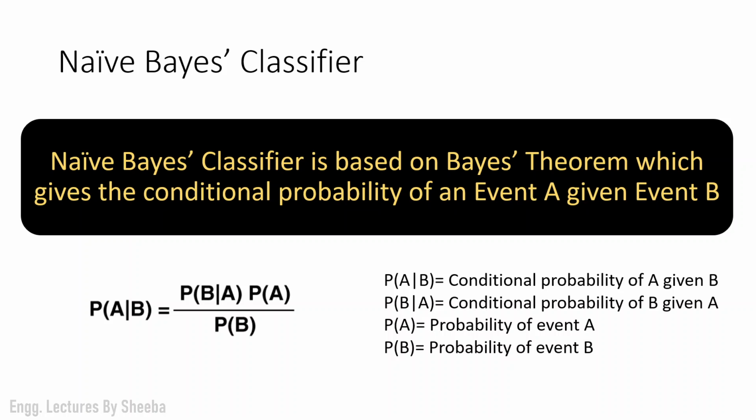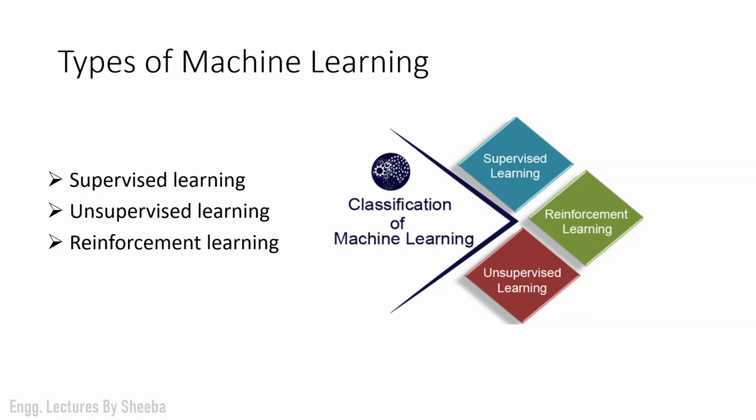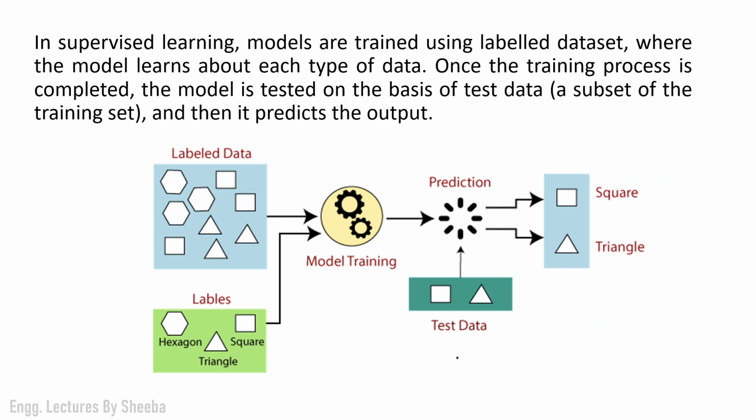Before going on to the naive-Bayes classifier, you need to understand what is meant by machine learning. Machine learning is a type of artificial intelligence. Basically, it is focused on building computer systems that learn from data so as to improve their performance over time. There are various types of machine learning. One is supervised learning, then unsupervised learning, then reinforcement learning. So what is supervised learning? We will concentrate on supervised learning because we are going to use naive-Bayes classification, which is a supervised learning algorithm.